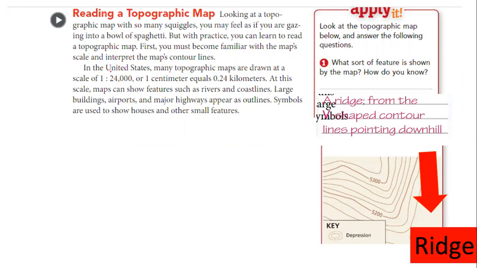For example, you have to know something called a scale. Here, map scale. And for each country, they have a specific map scale. For example, in United States of America, they have map scale 1 to 24,000, or 1 centimeter on the map represents what? Represents 0.24 kilometer, for every 1 centimeter. 1 centimeter represents 0.24 kilometers. Okay. This is a map about map scale.